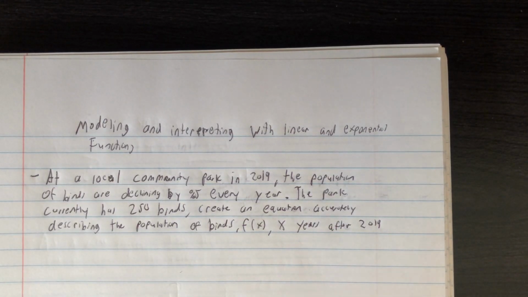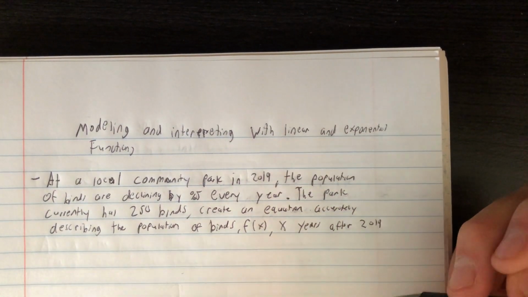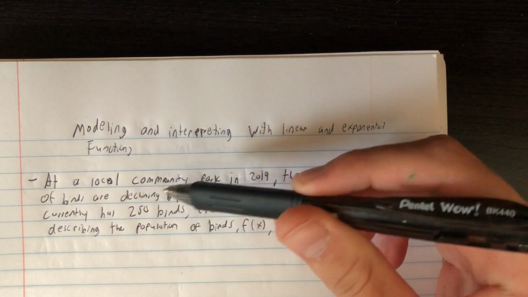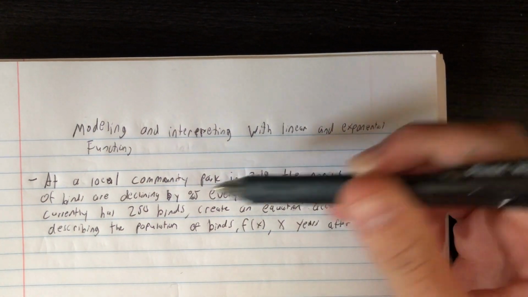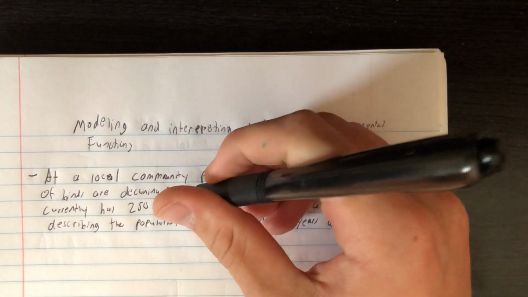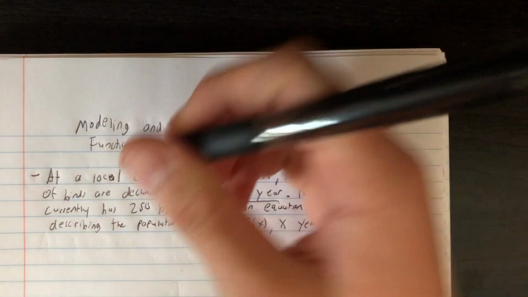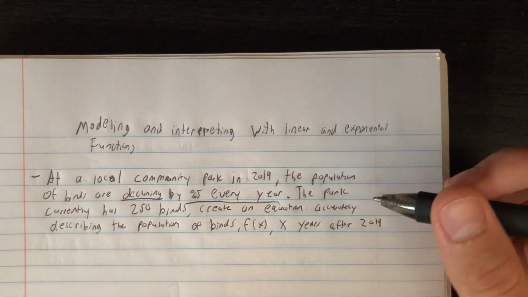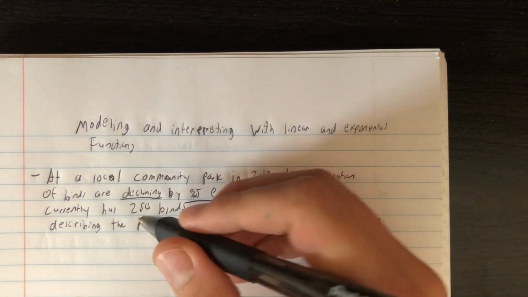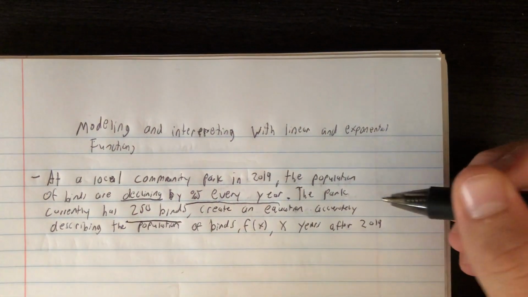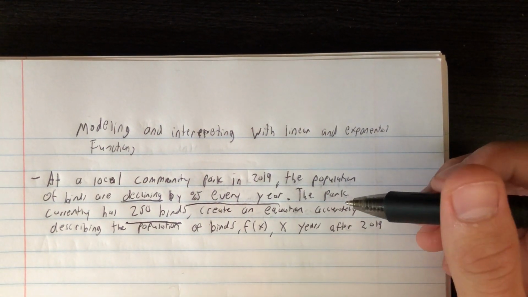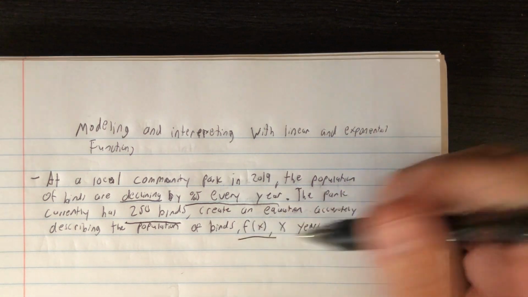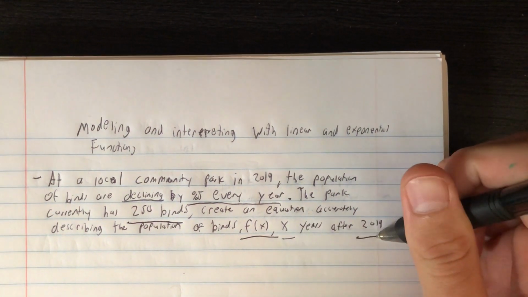So for this first question, we are being asked to create an exponential equation. It asks, at a local community park in 2019, the population of birds is declining by 5% every year. The park currently has 250 birds. Create an equation accurately describing the population of birds, f of x, years after 2019.